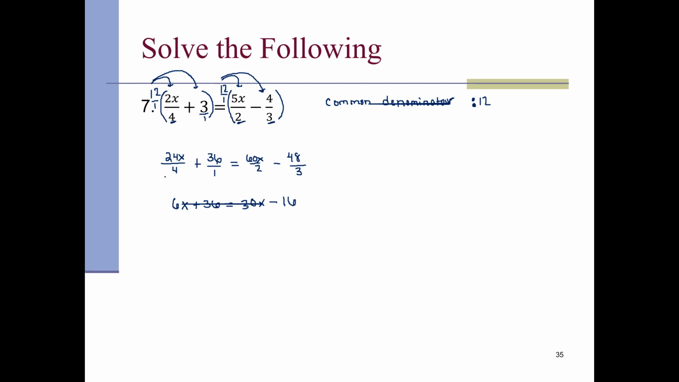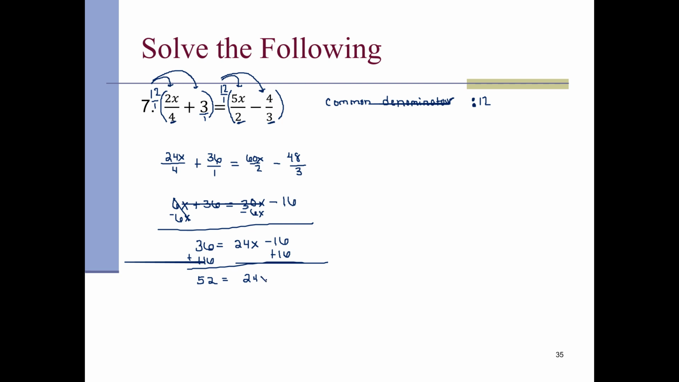From here, I need to get like terms together, so I'm going to minus 6x from both sides. Cancel, and I have 36 equals 24x minus 16. Add 16 to both sides. Plus. So this is 52 is equal to 24x. And finally divide by 24 on both sides.